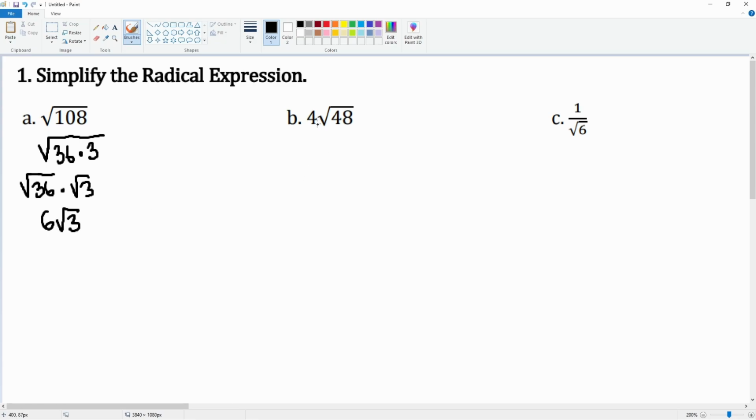Let's look at B. We can leave that 4 in front, but 48 can be broken down into 16 times 3. We can now split it into their own radical. Radical 16 times radical 3. Radical 16 becomes a 4. And we leave that radical 3 by itself. 4 times 4 is 16. Then that radical 3.